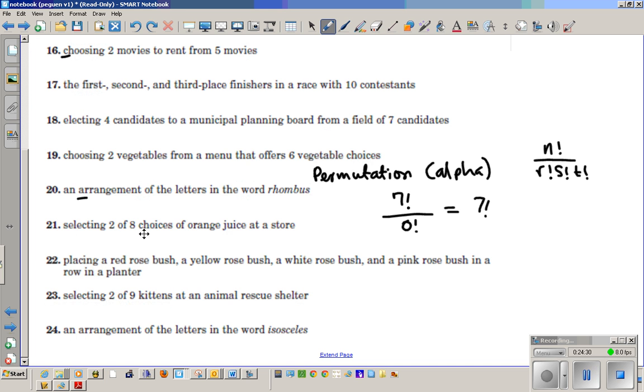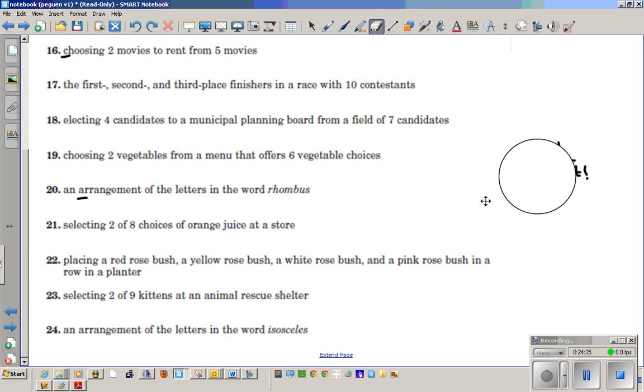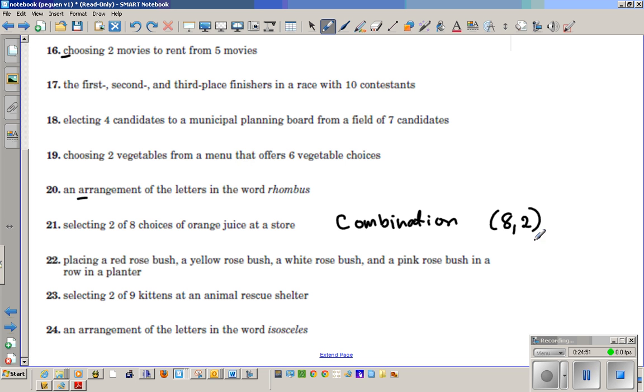Selecting 2 choices out of 8. Selection is the same thing as choosing, you have choice, right? So out of that selecting, this one is going to be combination. And the formula is going to be out of 8, you're choosing 2. Sorry, C8 choose 2, and then you can work it out. 8 factorial over 8 minus 2, 6 factorial, 2 factorial.